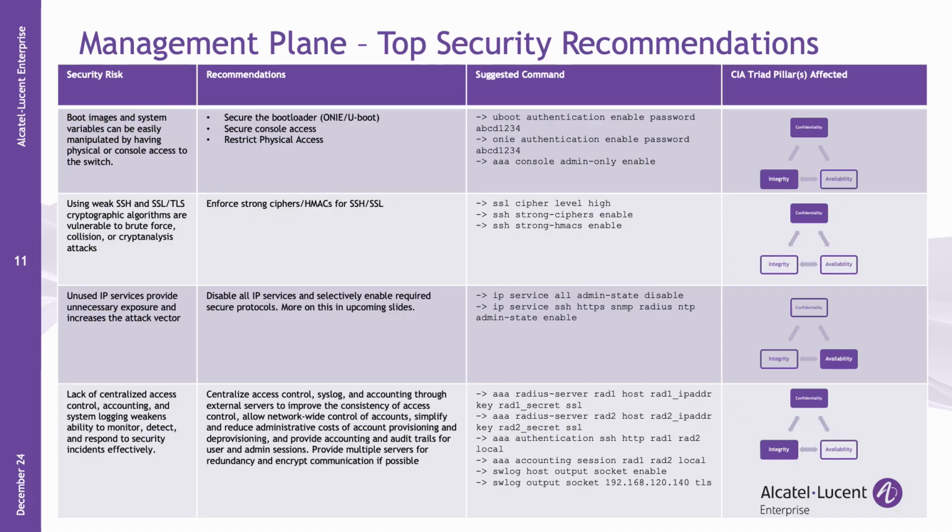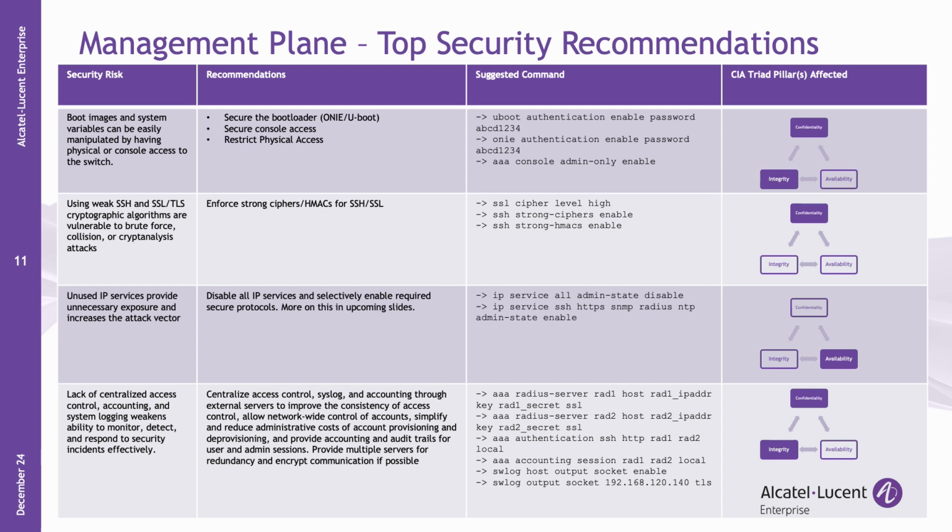So we will mention the security risks, some recommendations to mitigate these risks, the suggested command, and which part of the CIA triad is affected by the risks. Please keep in mind that we are highlighting the primary pillar of the CIA triad which would be affected, but in a lot of cases, all three will be affected.